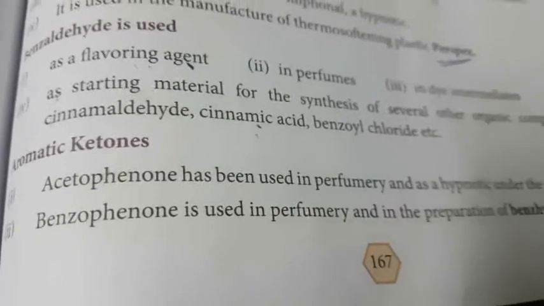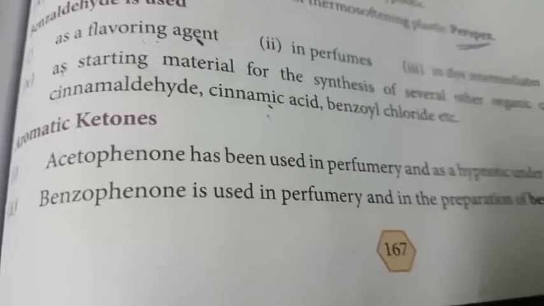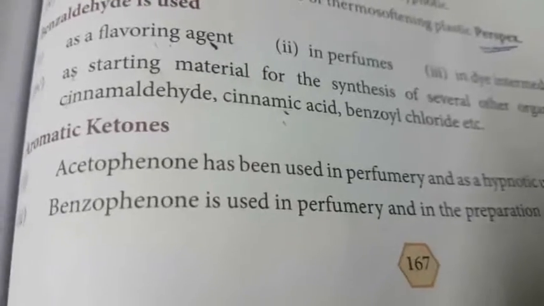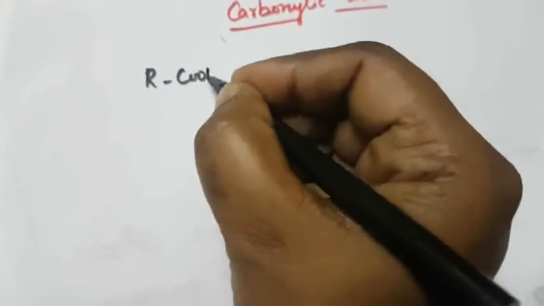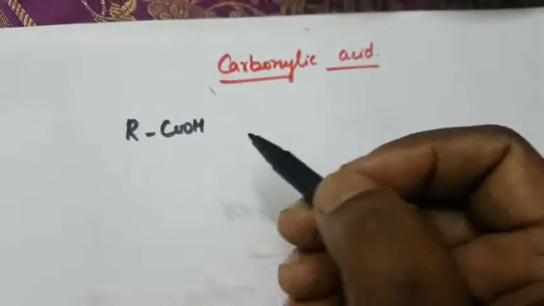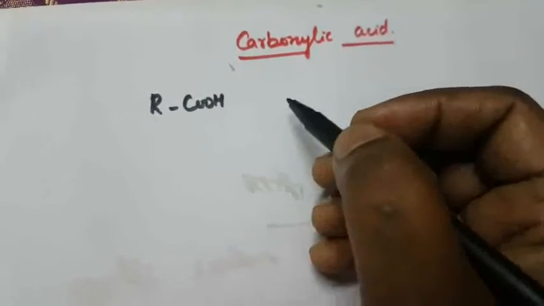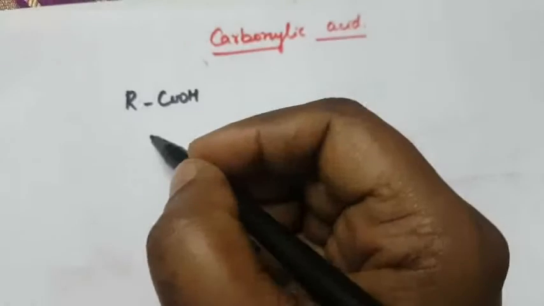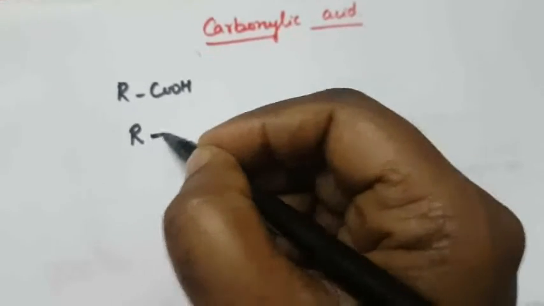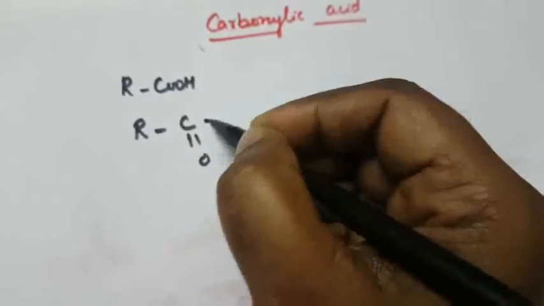Next, in the same lesson we are covering a new topic, that is carboxylic acid. What is carboxylic acid? The carbon compound containing the carboxyl functional group. That is COOH. We already know that this is carboxyl. It is called carboxylic acid. This is the combination of the carbonyl group and the hydroxyl group. So we can write it like this, or C double bond O, OH.